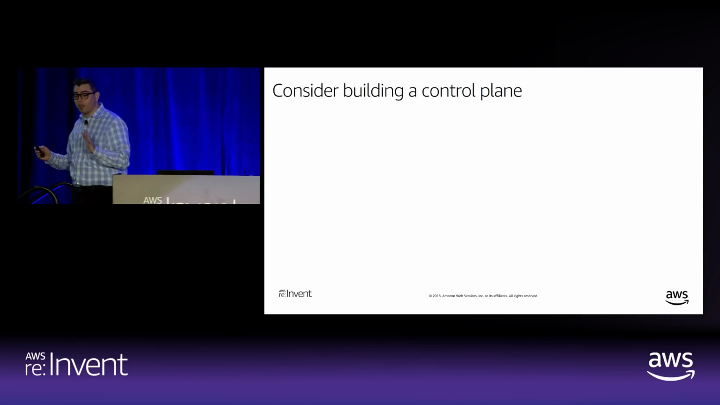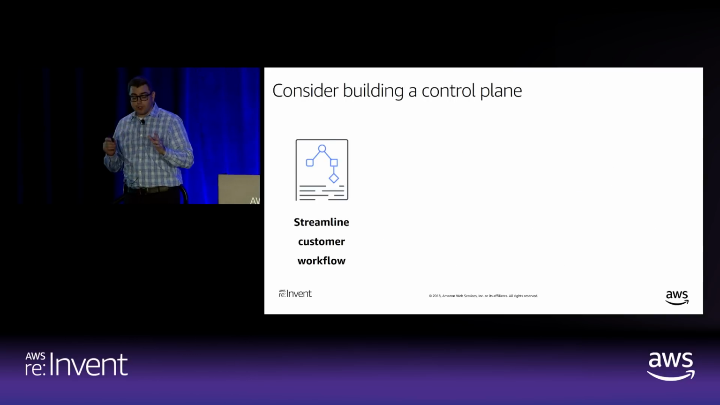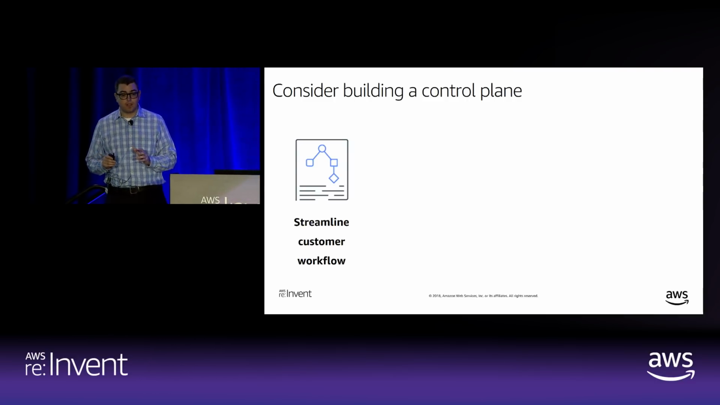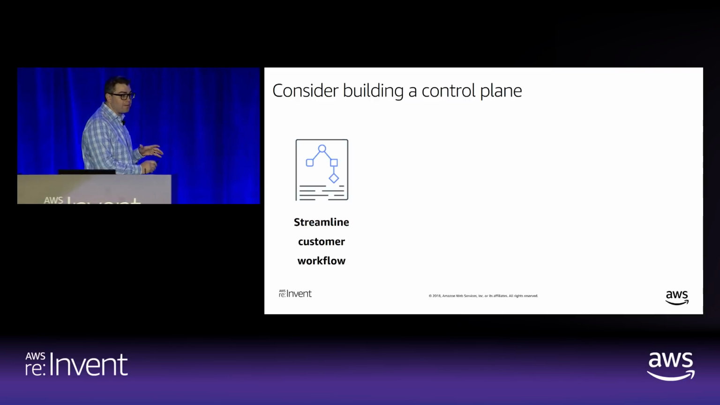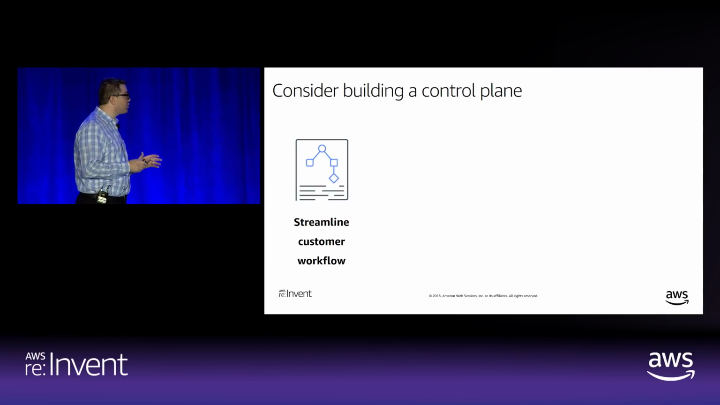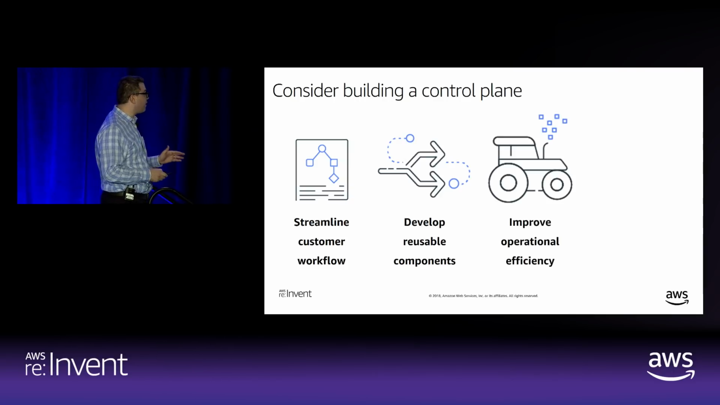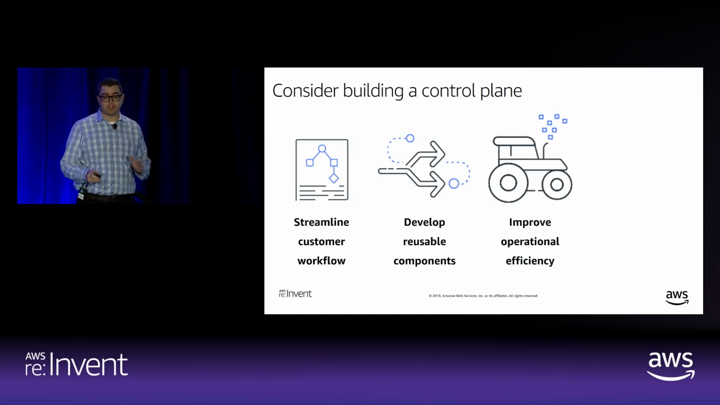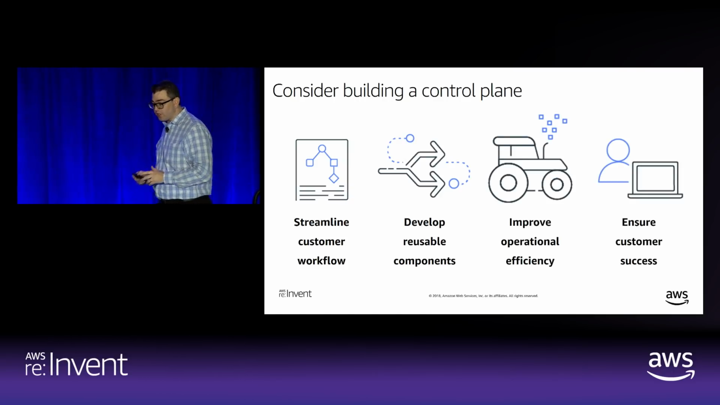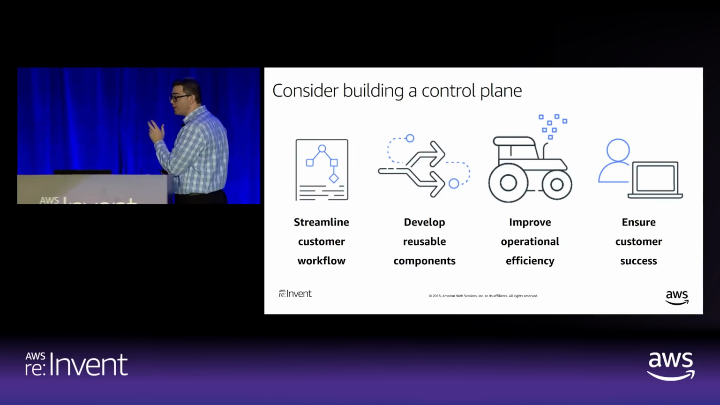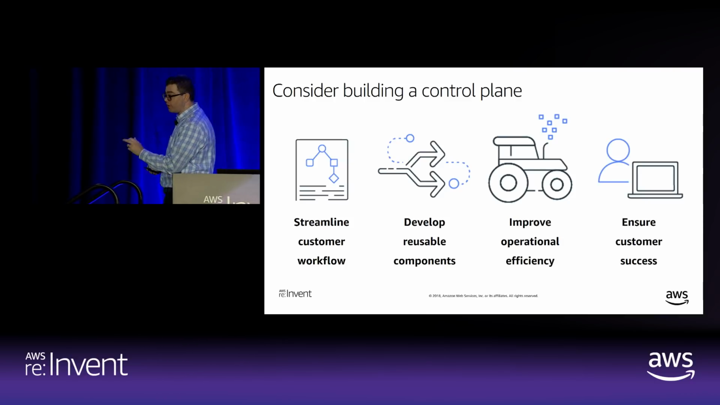So finally, I want to close with, if you streamline your customer workflow, it's going to ultimately result in customer success. Customer success is this generic metric that we use to ensure success through an organization. It'll give you the ability to develop reusable components, improve your operational efficiencies, and finally ensure customer success. And that customer success is crucial to you closing and ensuring that you don't have churn for a customer.